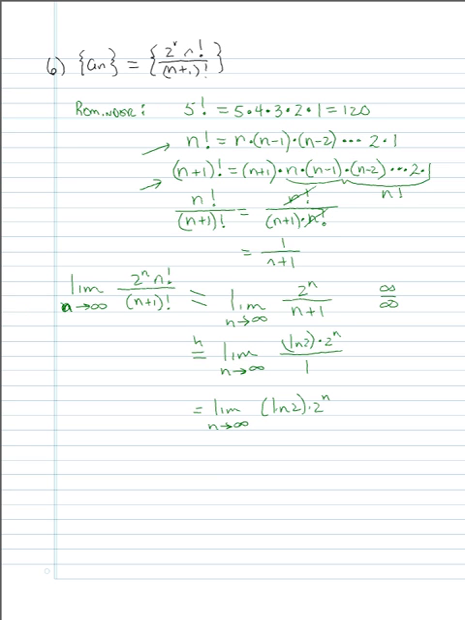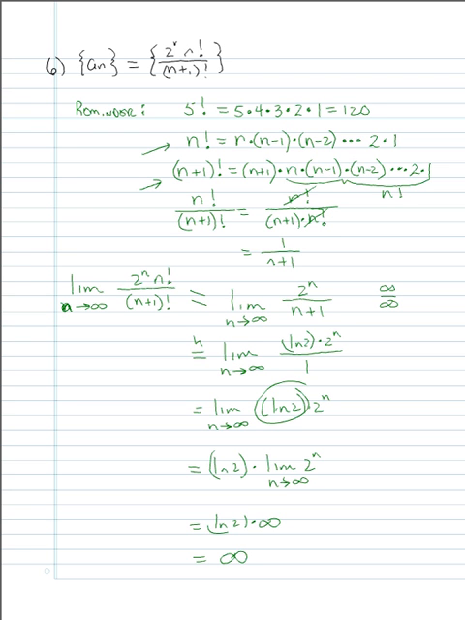Now, we could even go further and say, well, look, natural log of 2 is a constant. We could factor that constant out, and then just worry about finding the limit of 2 to the n as n goes to infinity. But the limit of 2 to the n as n goes to infinity is infinity, isn't it? So we have some constant times something that's getting infinitely large, and that means that this limit is infinity, doesn't it?